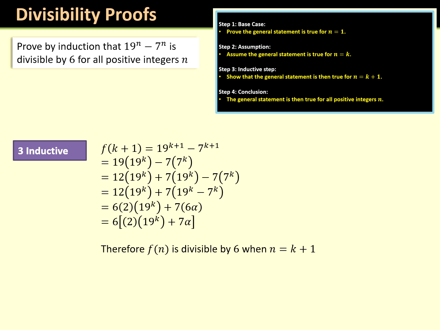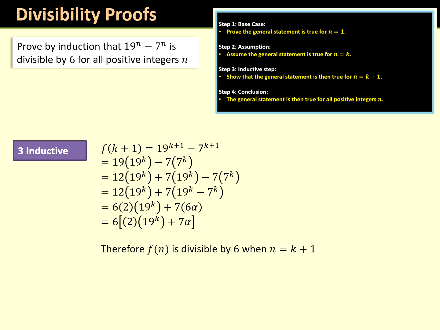So we can rewrite that as 19 lots of 19^k, and we can rewrite 7^(k+1) as 7 lots of 7^k. So we have 19 lots of 19^k minus 7 lots of 7^k. Now, we need to remember what our goal is. We're trying to get a factor of 6 out of this.